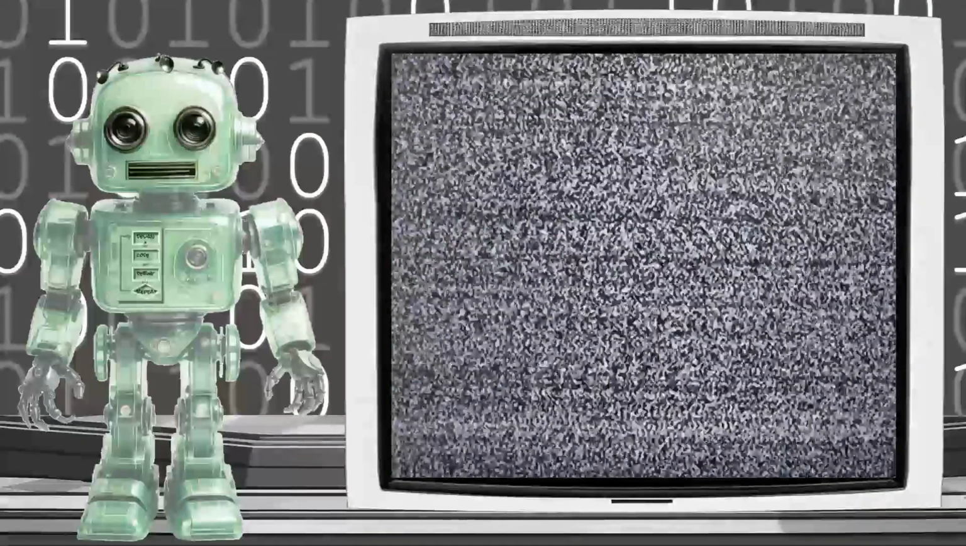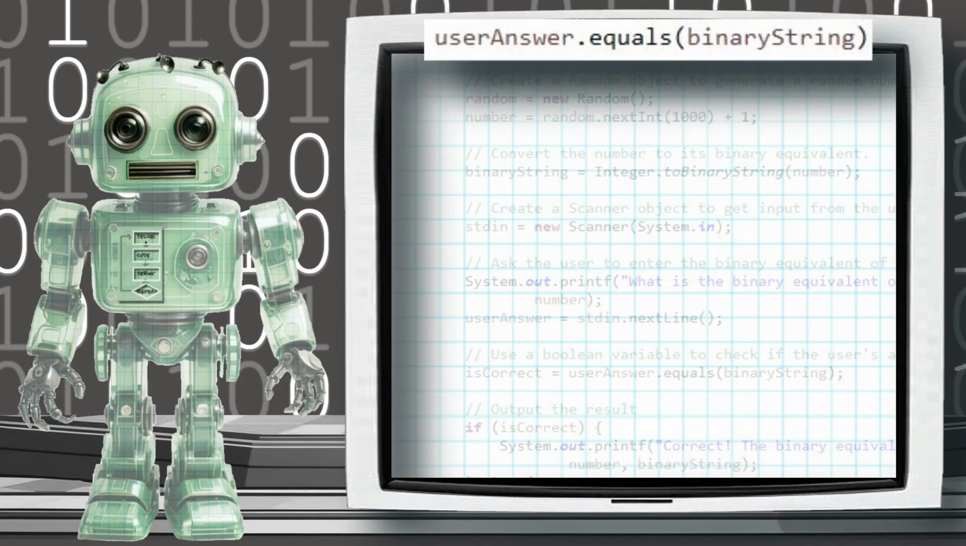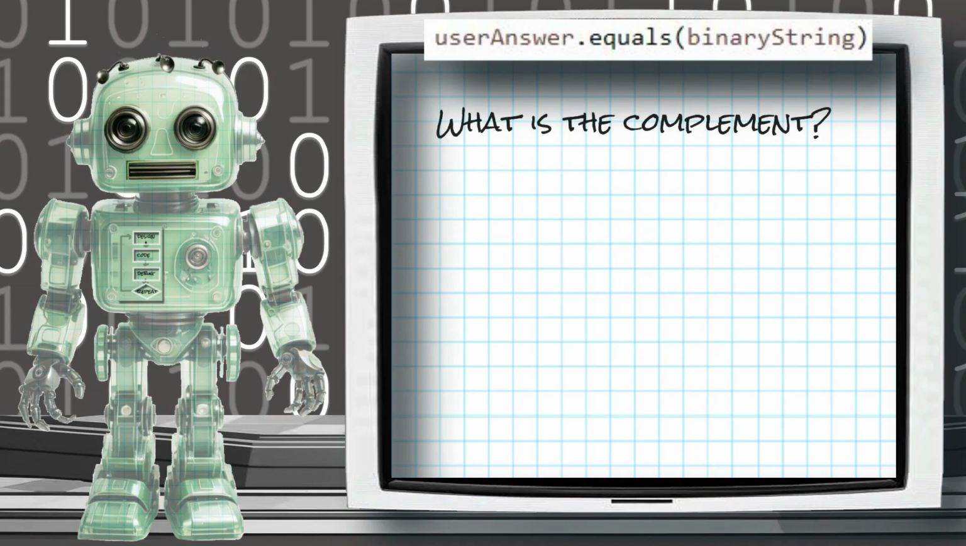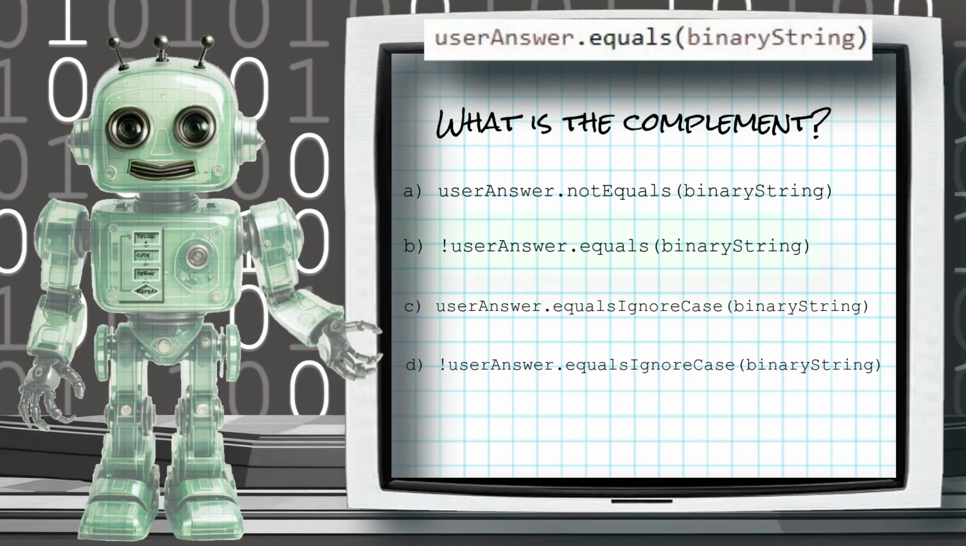Moving along. For 5 points, do you remember this program, binarypuzzle.java? We have a Boolean expression, useranswer.equals(binaryString). Is the complement of that expression A, useranswer.notEquals(binaryString), B, !useranswer.equals(binaryString), C, useranswer.equalsIgnoreCase(binaryString), or D, !useranswer.equalsIgnoreCase(binaryString)? And the answer is B, not useranswer.equals(binaryString).